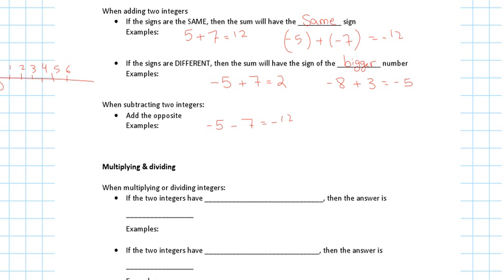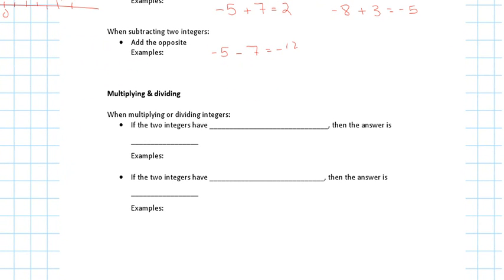Okay, so this is when you're adding and subtracting. When you're adding and subtracting, you always have to look at your bigger number and decide what's happening, especially when you have different signs. Multiplying and dividing, we have a different scenario. So let's start with that.